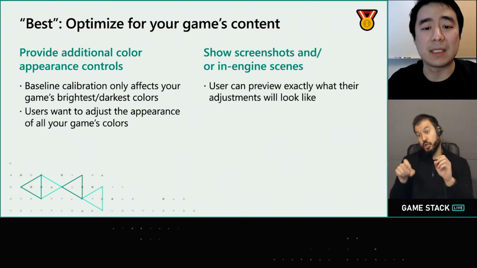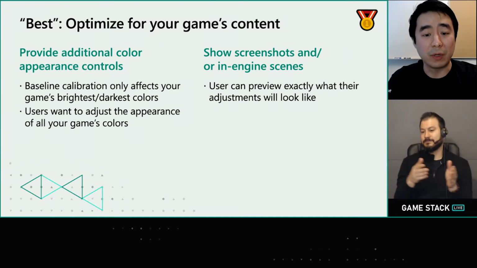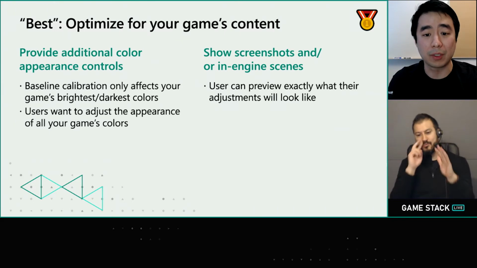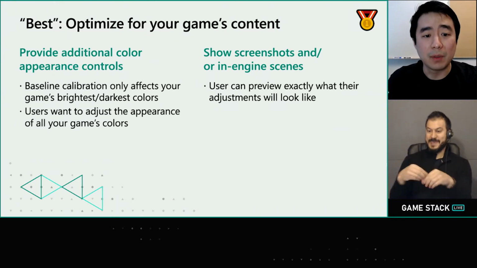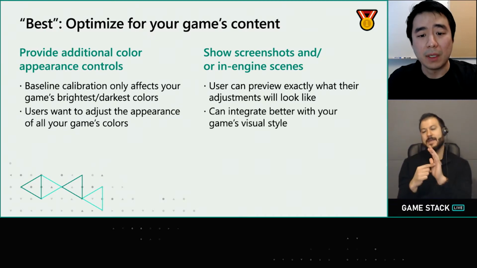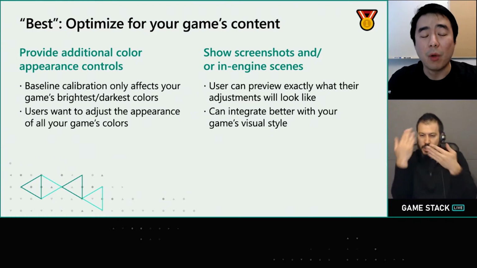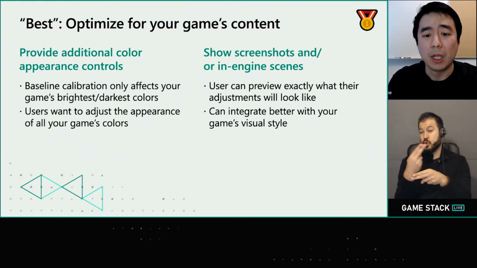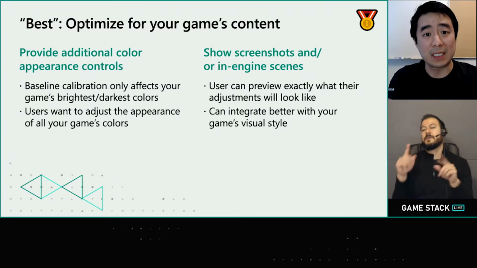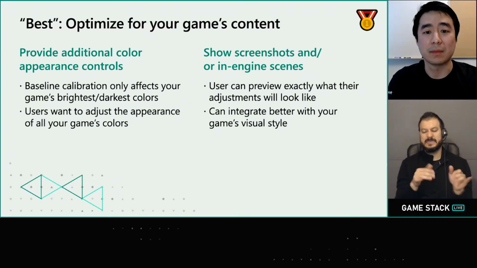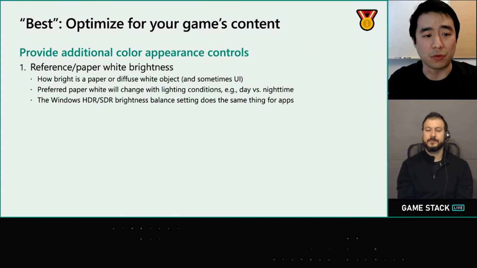Now, the other best practice is to not just show a test pattern, but to let users preview their adjustments on either a pre-rendered screenshot or a live in-engine game scene. For example, what if you have a stealth game where the character is sneaking around in very dark environments? In this case, when your user performs display calibration, your game might respond very differently than a generic test pattern such as the ones I showed previously. Let's dive into the additional color controls.